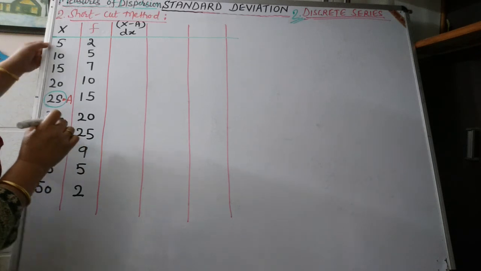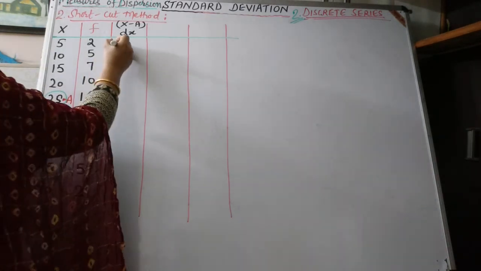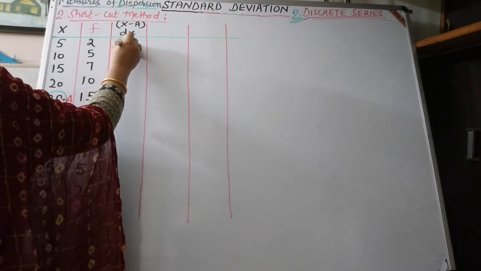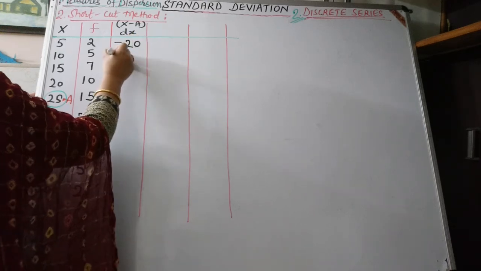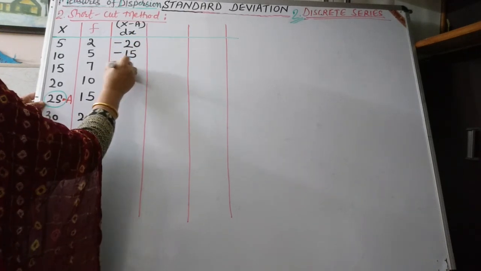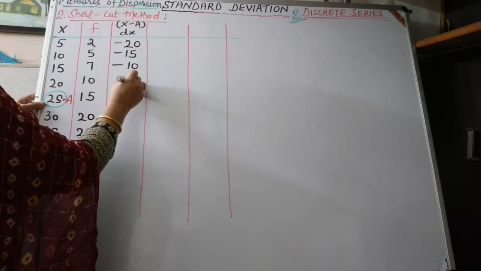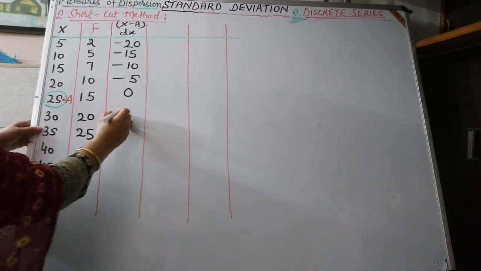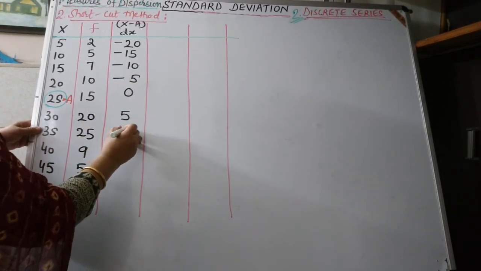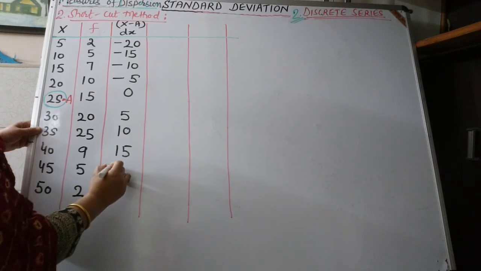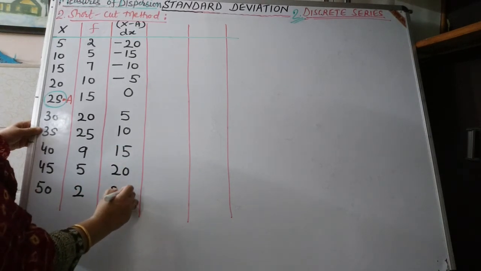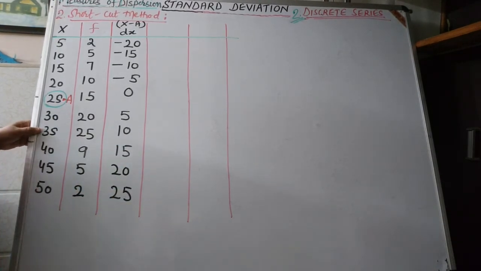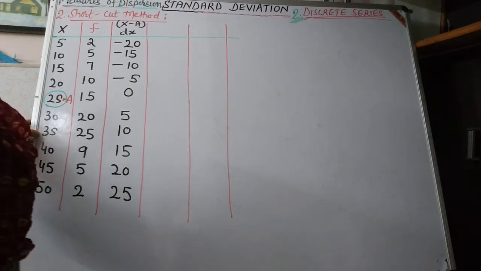It means 5 minus 25, it will be minus 20, minus 15, minus 10, minus 5, 0. Then 5, 10, 15, 20 and last one is 25. So these are the values of dx.